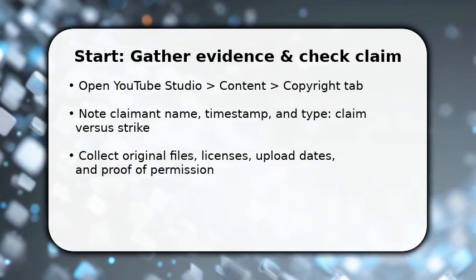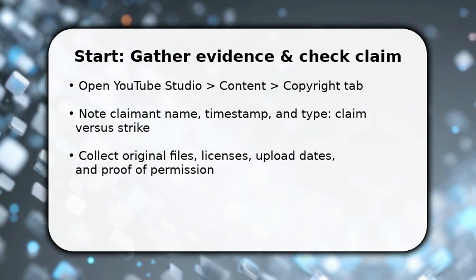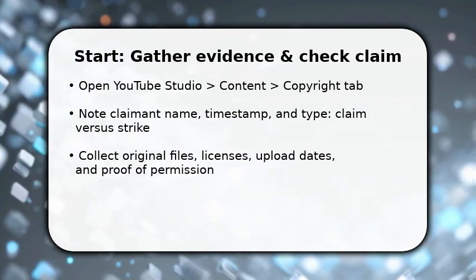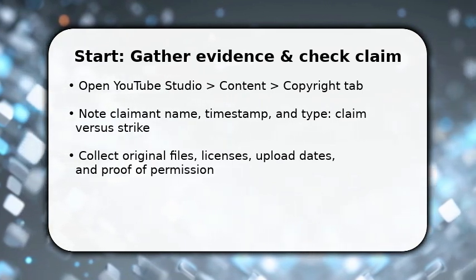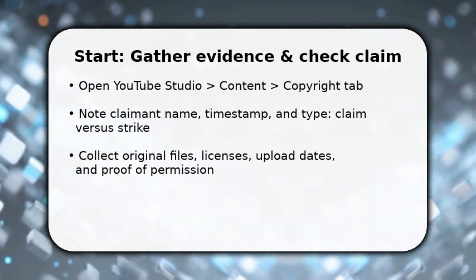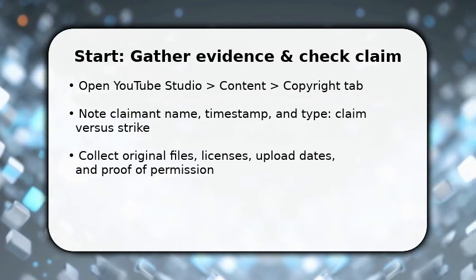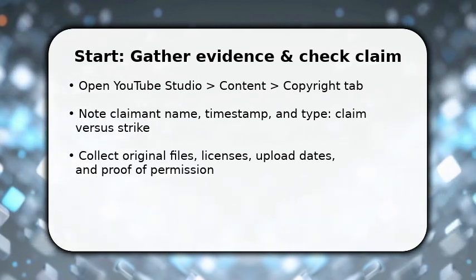Next, pull together your source files, license agreements, purchase receipts, or written permissions and the original upload date. You do this because YouTube evaluates ownership proof. Once you have those assets, you're ready to choose between trimming, muting, or disputing the claim.